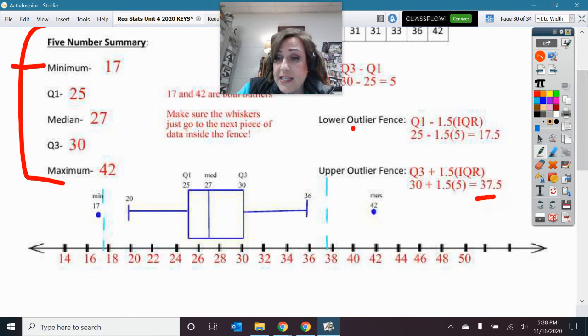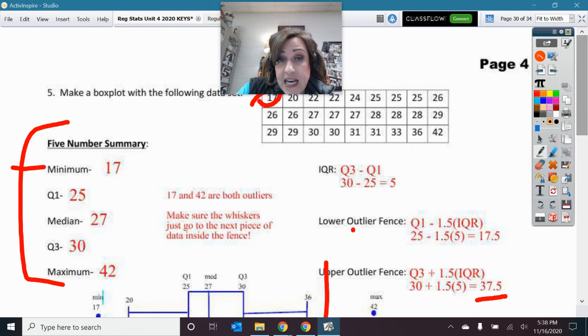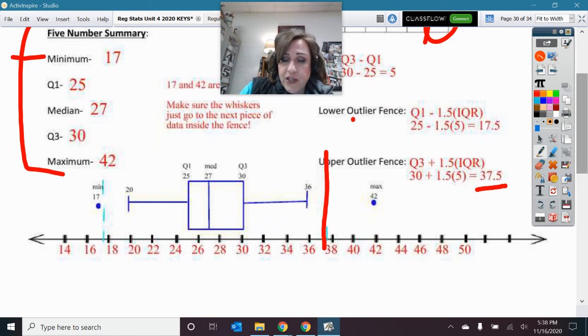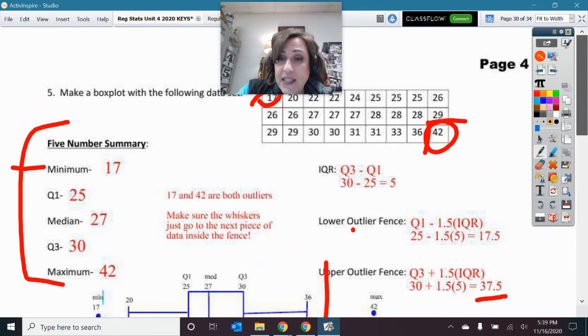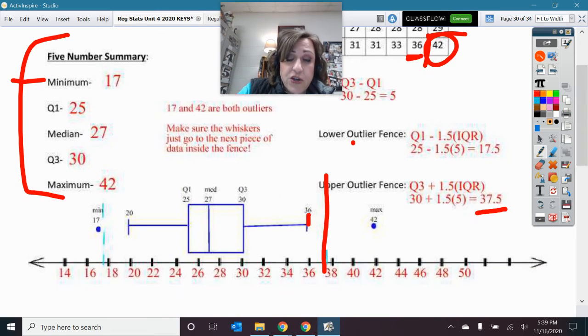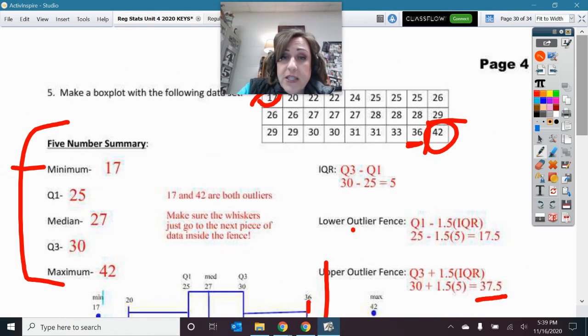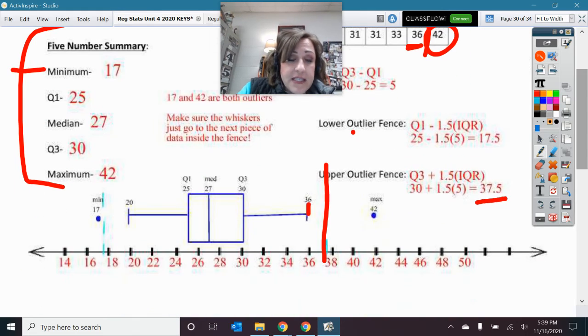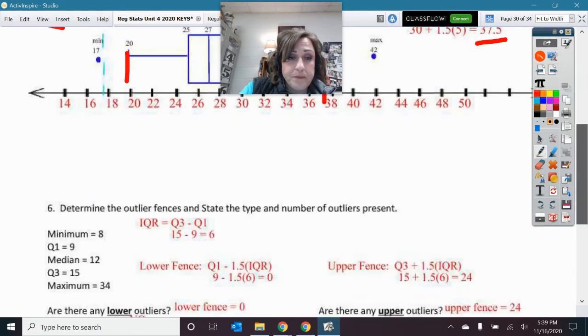Okay, my upper fence is 37.5, so here that is. So I need to go see how many pieces of data are above 37.5. Well, it's just that one, 42. There could have been more, like there could have been 38, 39, whatever, but it was just one. Okay, so there's that. Now, my whisker goes to the next piece of data inside the fence. So that next piece of data inside the fence is 36. That's why my whisker goes to 36. And on the lower side, the next piece of data inside the fence is number 20 right there.